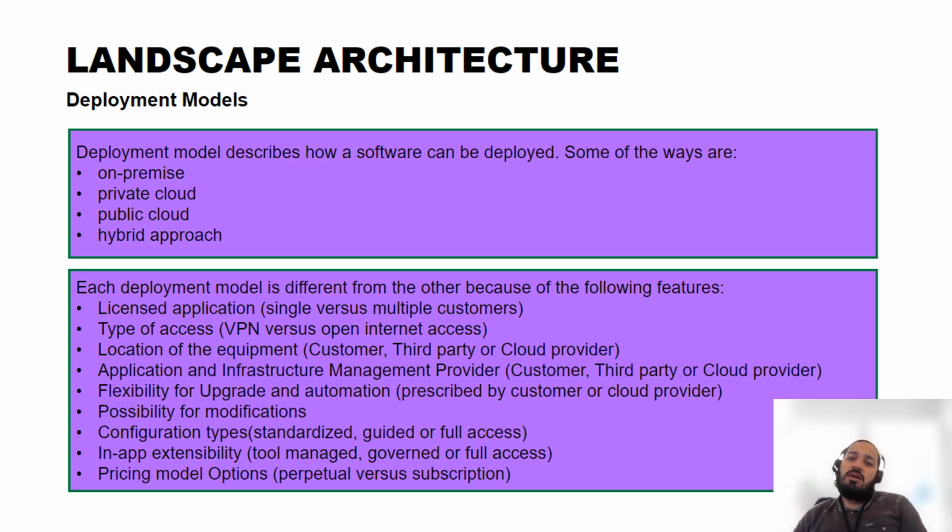So if you are using software as a service, there is little or no scope for any modifications. Then there are configurations: how much you need to configure, what level of configuration is required, in-app extensibilities for them, and the pricing model for each and every option.